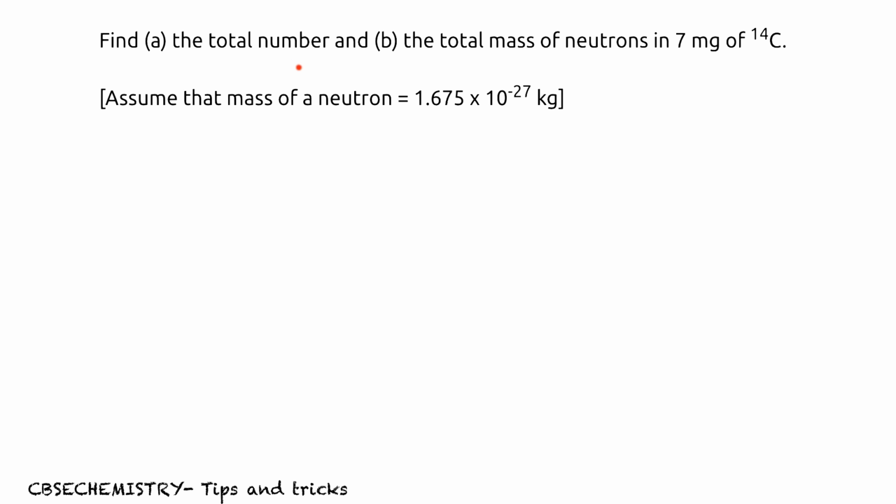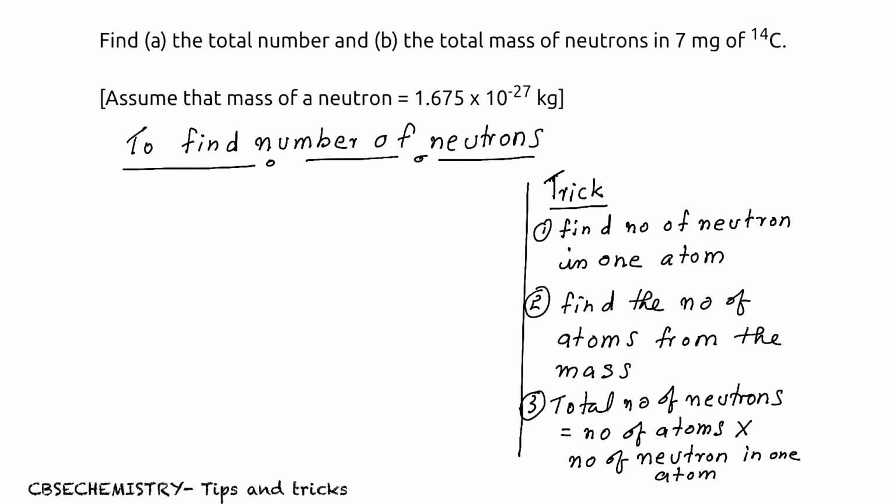Find the total number and total mass of neutrons in 7 milligram of carbon 14. You can see a very short trick to solve this question. Anyhow, we can check. Here they have given carbon 14, right? Which means atomic mass is 14 and of course atomic number is what?